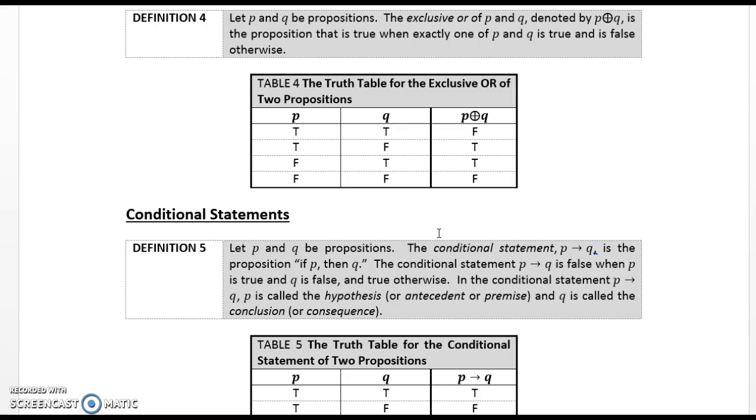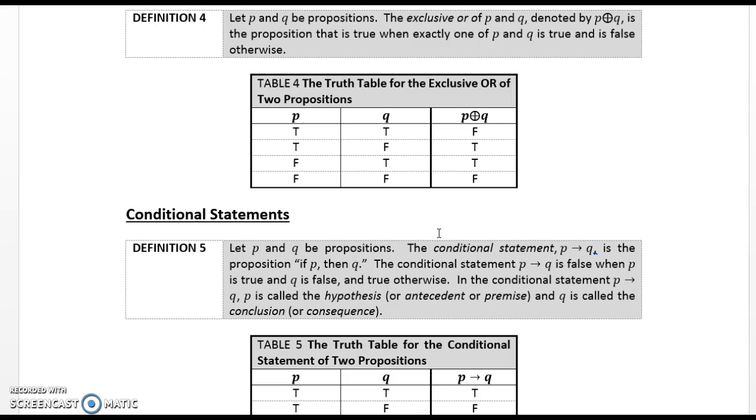Definition 4. Let P and Q be propositions. The exclusive or of P and Q, denoted by P ⊕ Q, where the exclusive or operator looks like a circle with a plus in it, is the proposition that is true when exactly one of P and Q is true and is false otherwise. Table 4 shows the truth values for the exclusive or of two propositions. Another way to say exclusive or is "one or the other but not both."